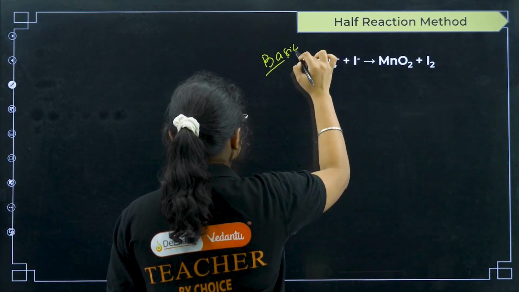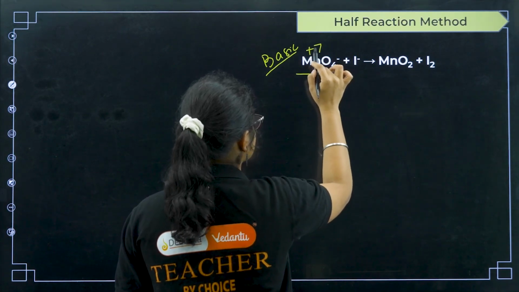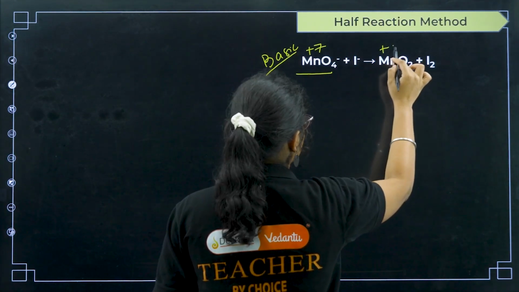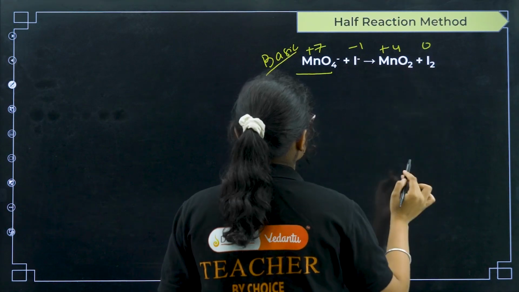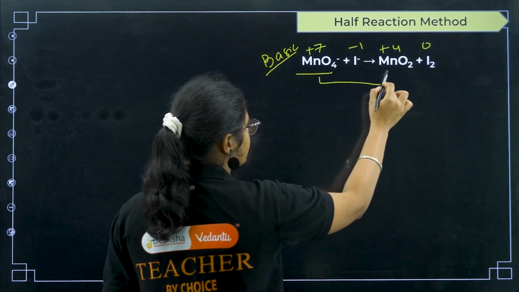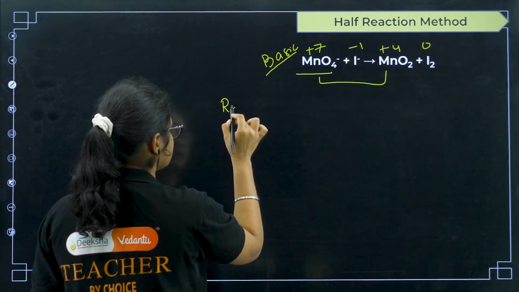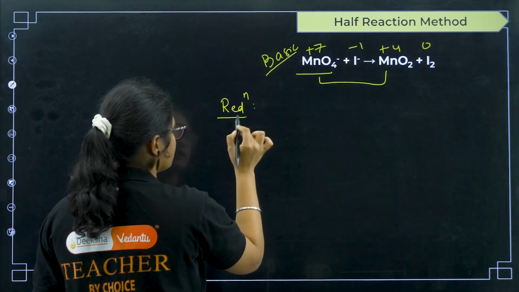Okay, so let us start first. You see oxidation state is +7 here, it is +4 here, right? This is -1 and this is 0. So +7 to +4 is reduction. So let us first write down the reduction half reaction. Okay, so what is the reduction half reaction?